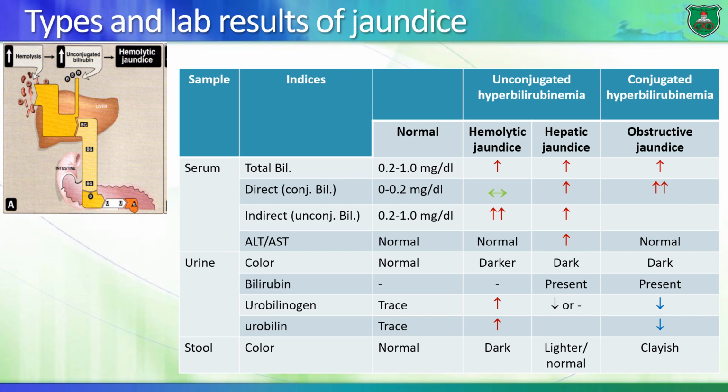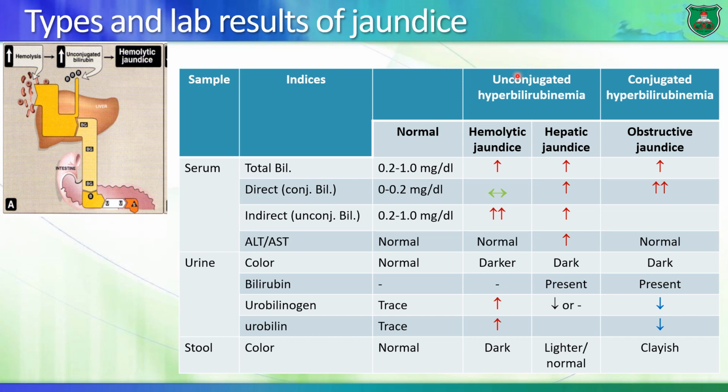Now, jaundice can be divided into two classes: either unconjugated hyperbilirubinemia, so there's an increase in the amount of unconjugated bilirubin in these individuals, or you can have conjugated hyperbilirubinemia, so it's a condition where you have a high level of the conjugated bilirubin. Now, let's look at the different markers related to jaundice in both of these types of hyperbilirubinemia.